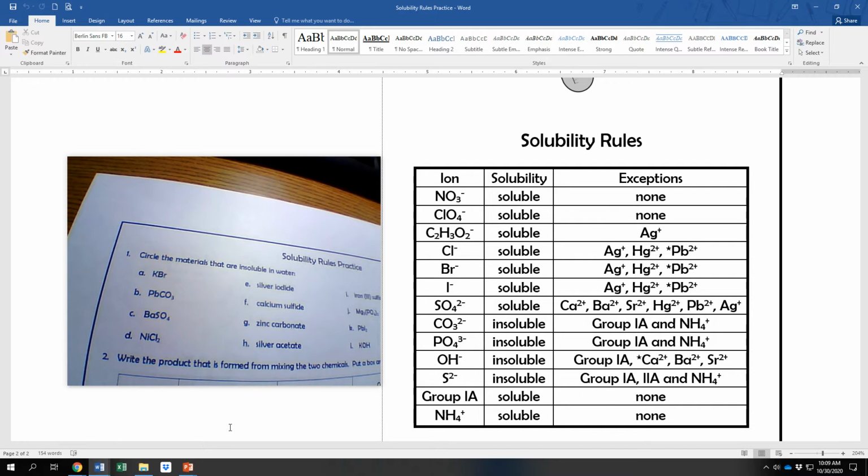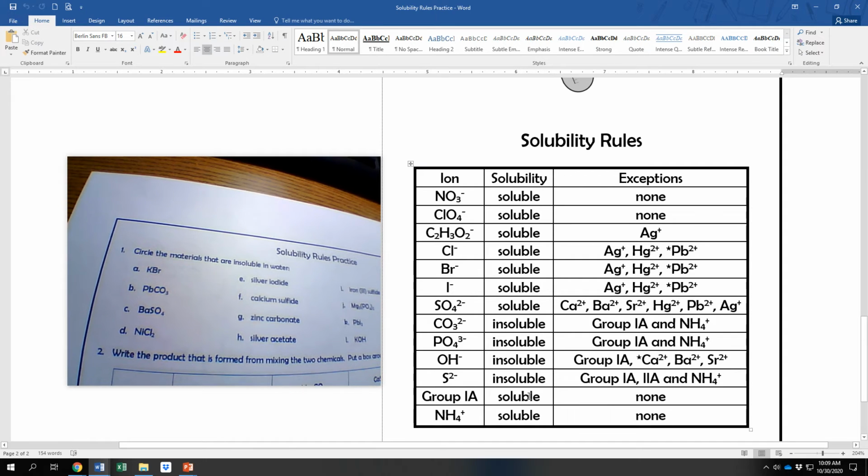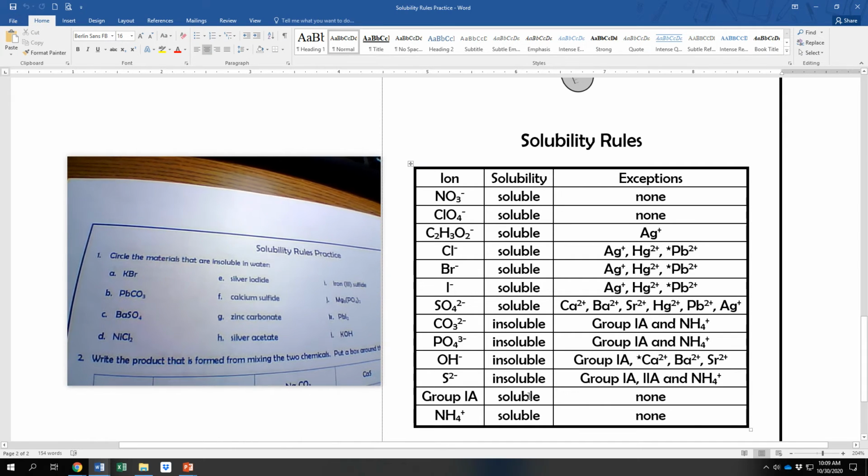So that first one says KBr. Well, K is in group 1. Potassium is in group 1. And our rule says anything in group 1 is soluble. So he will stay dissolved.